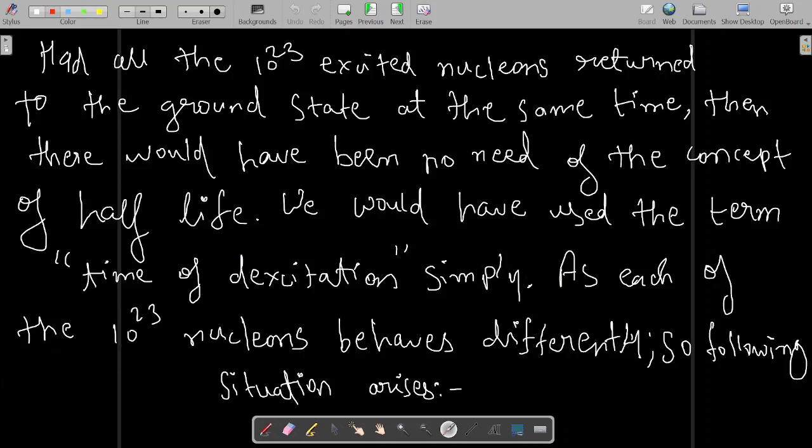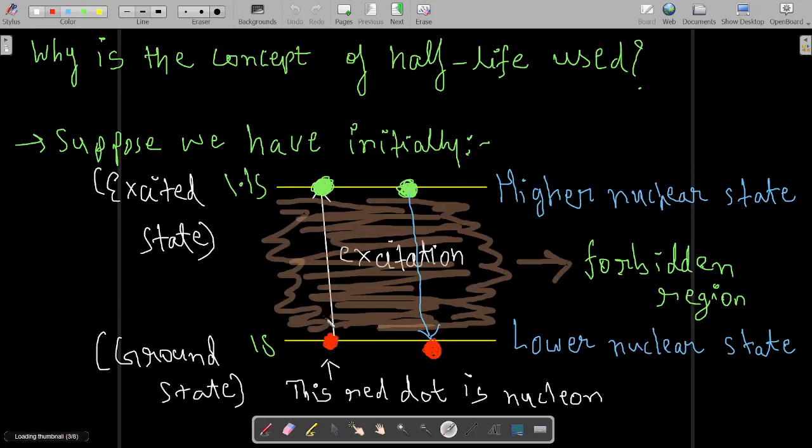As each of the 10 to the power 23 nucleons behave differently, sorry for the grammar error, now it is correct. As each of the 10 to the power 23 nucleons behave differently, there are 10 to the power 23 such nucleons which go from here to here and then from here they return to here.